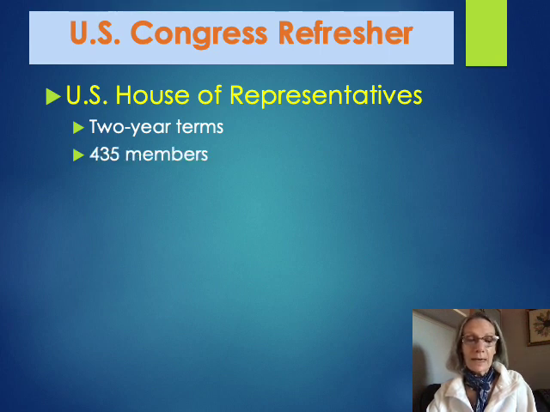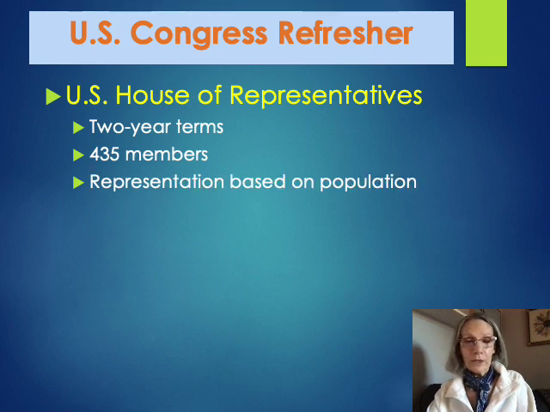The House of Representatives has 435 members. That number is set by federal law. It's not in the Constitution. It can change, get larger or smaller, but right now it's set at 435. It's been that number for quite some period of time. Each member of the House of Representatives serves a 2-year term, so they're frequently up for re-election.